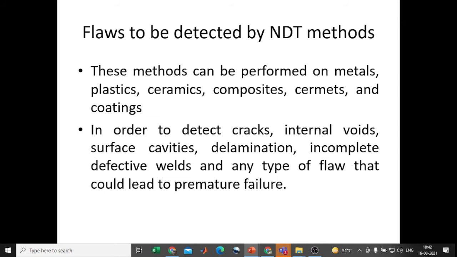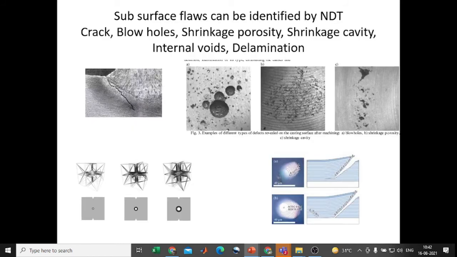Other than that, in order to detect cracks, internal voids, surface cavities, delamination, incomplete or defective welds and any type of flaw that could lead to premature failure, we can avoid that kind of premature failure of the workpiece material with the aid of non-destructive testing methods. So these kinds of flaws we can identify through the non-destructive testing procedure.